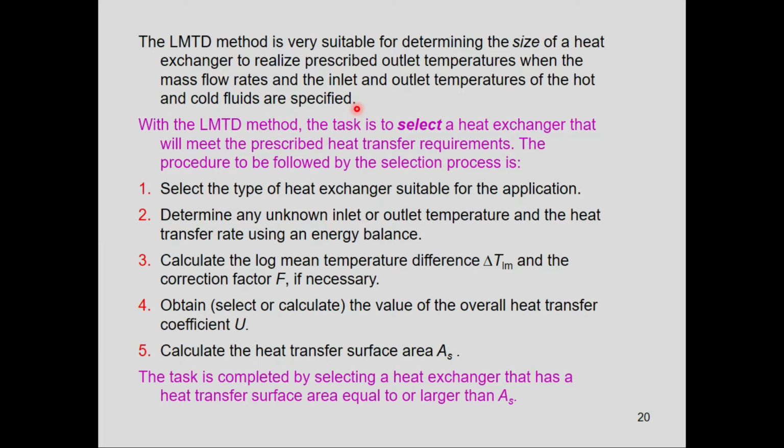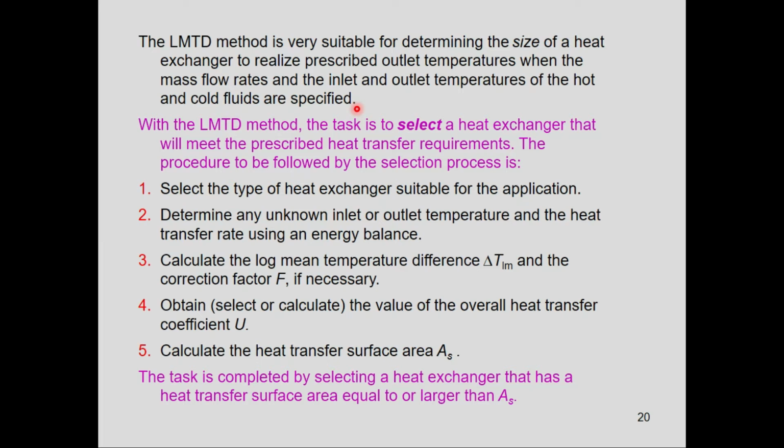So you have to use this method when you have to determine the size or the surface area, which is represented by AS, provided that you are given all 4 temperatures, that is 2 temperatures for the hot stream and 2 temperatures for the cold stream, as well as the mass flow rate. So how to use this LMTD method? There are a few steps that you have to follow to determine the size of a particular heat exchanger using this LMTD method.